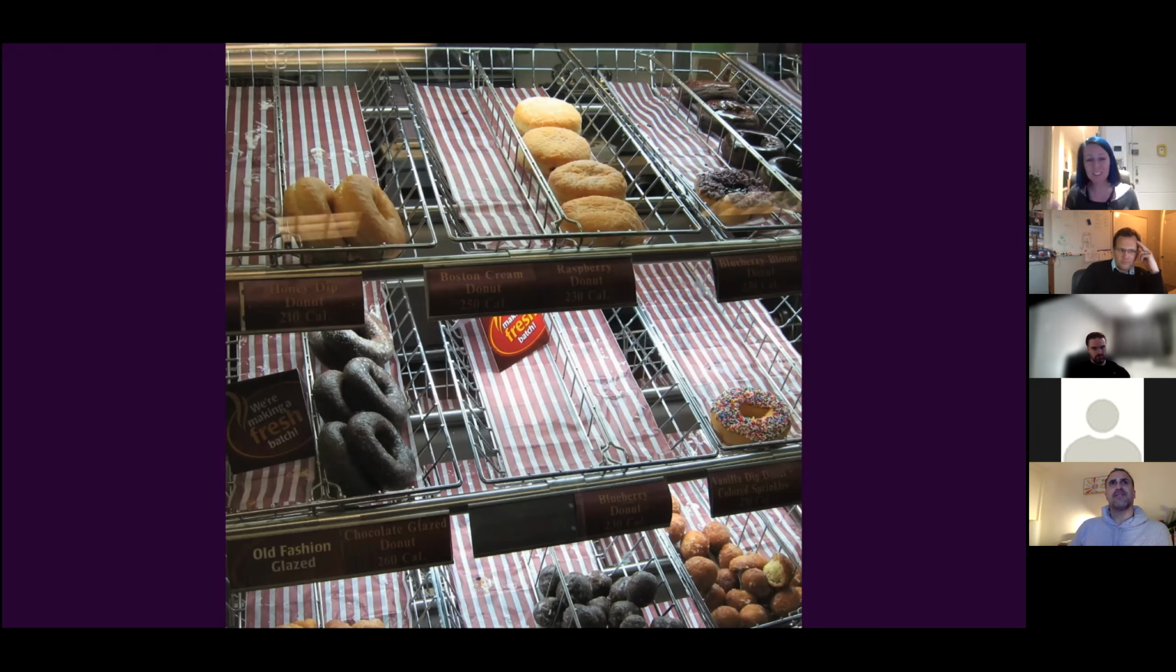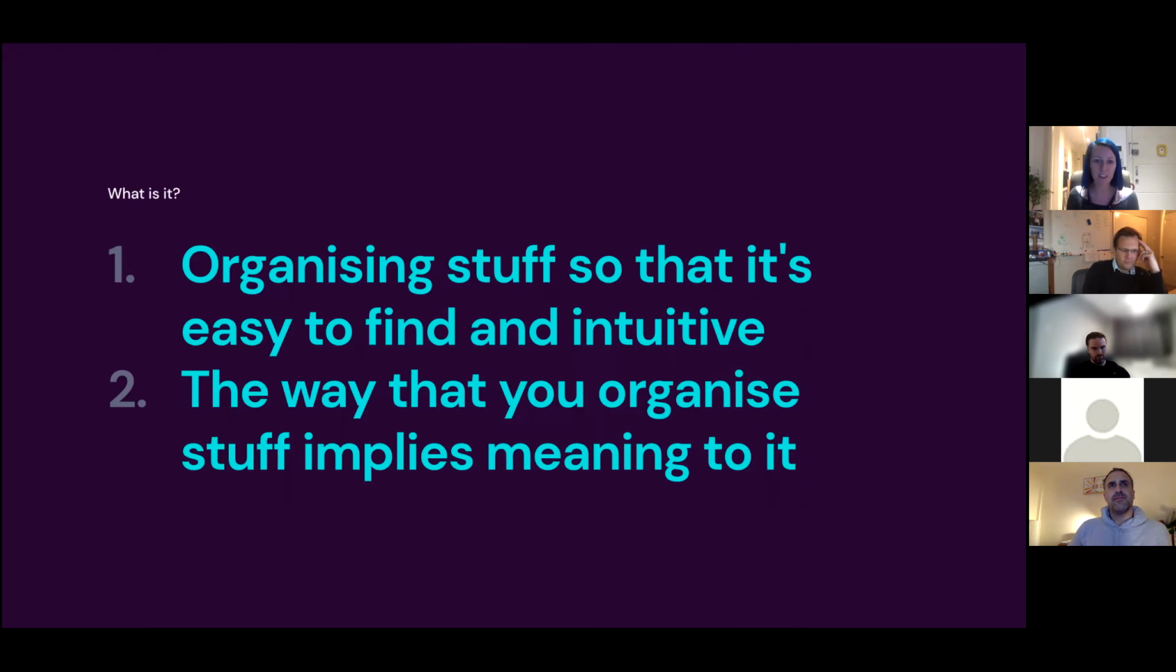So if this is information architecture as well, we can kind of boil down information architecture to organizing stuff so that it's easy to find and intuitive. And we need to remember that the way that we organize that stuff will imply meaning to the people who are wandering through that content, who are trying to find stuff in that organizational system.